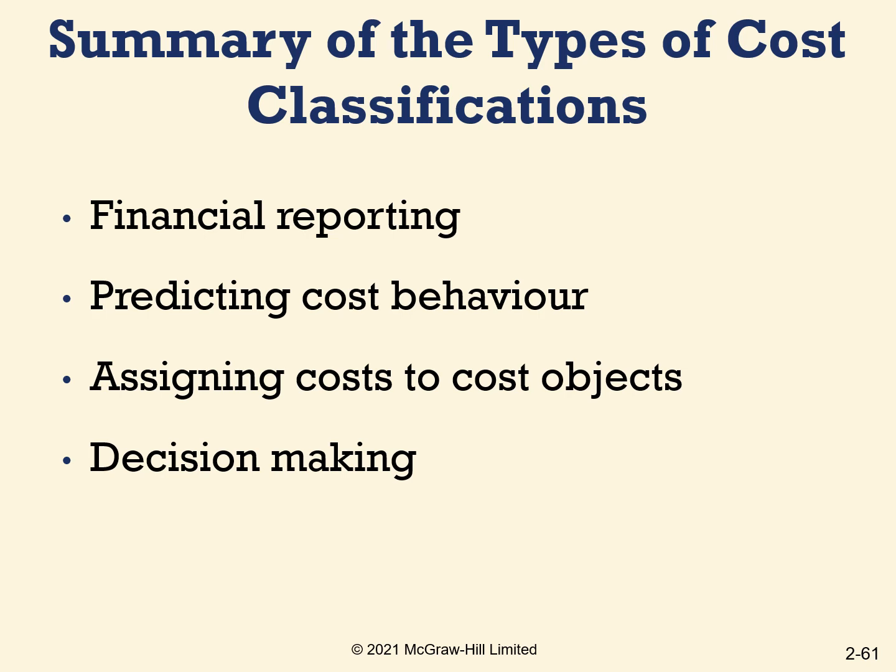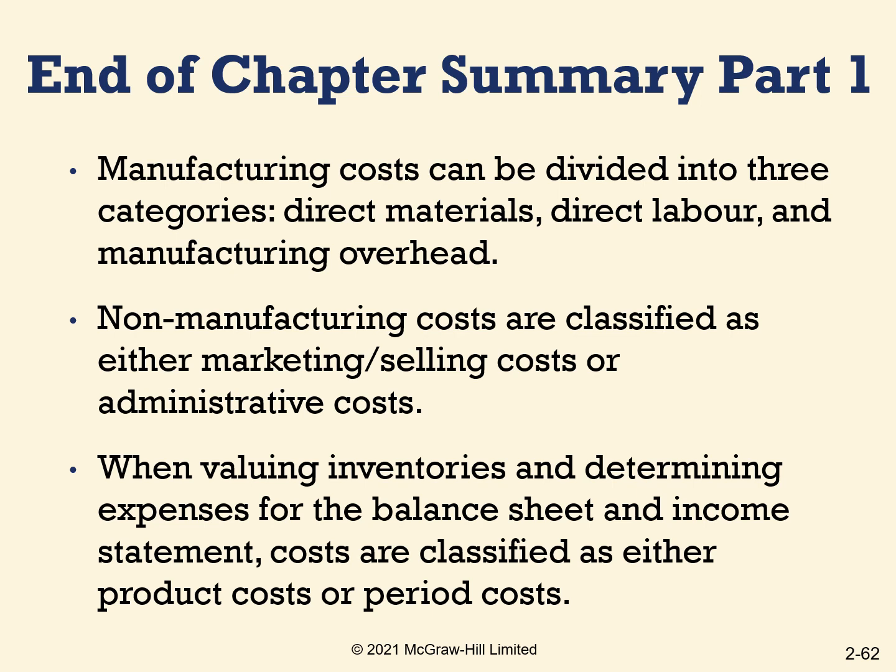So to summarize again, the manufacturing costs can be divided into three categories: direct materials, direct labor, and manufacturing overhead. Non-manufacturing costs are classified as either marketing and selling costs or administrative costs. And when we're valuing inventories and determining expenses for the balance sheet and income statement, costs are classified as either product costs or period costs.